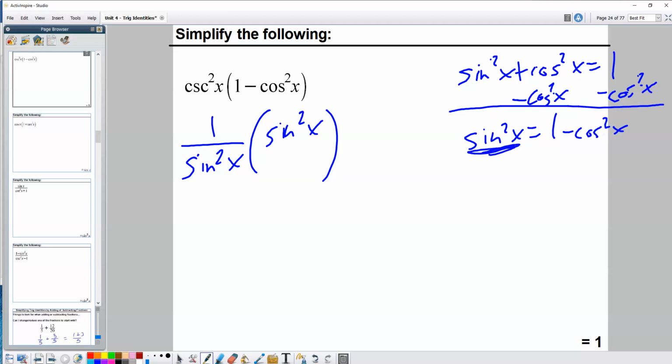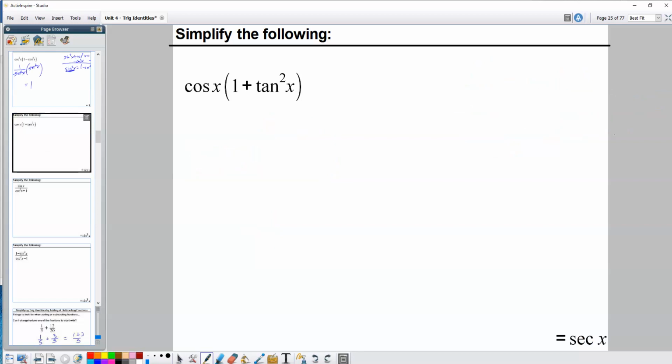So taking that sine squared, plugging it in over there. And that zaps with that. That leaves us with 1 left over. Okay, how about you try this one? This one's pretty straightforward too.